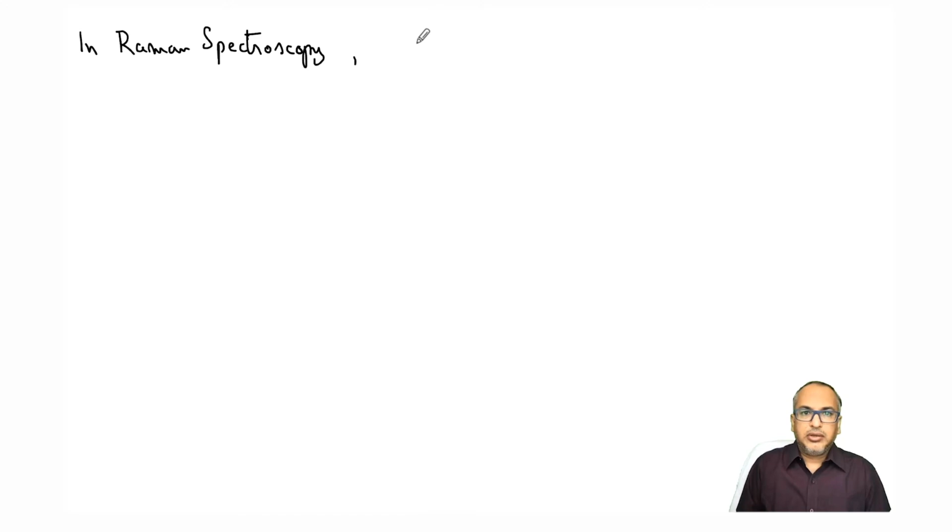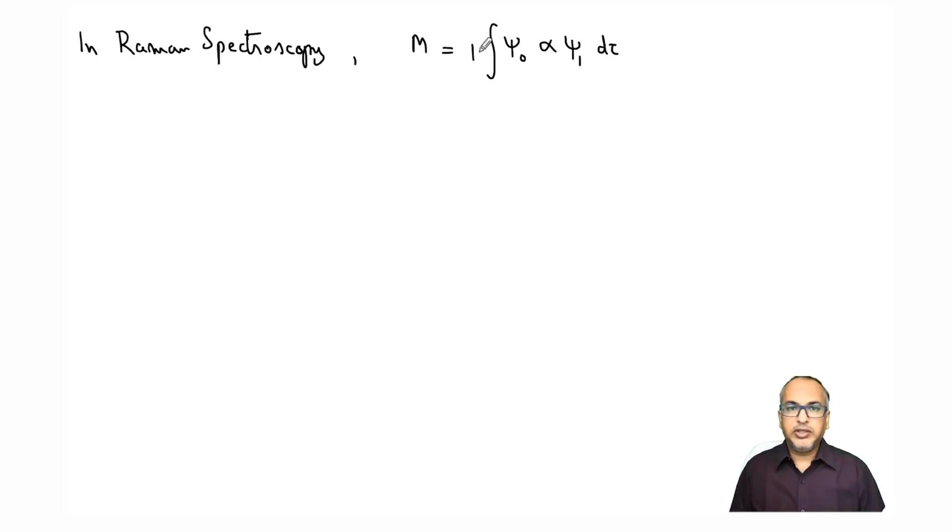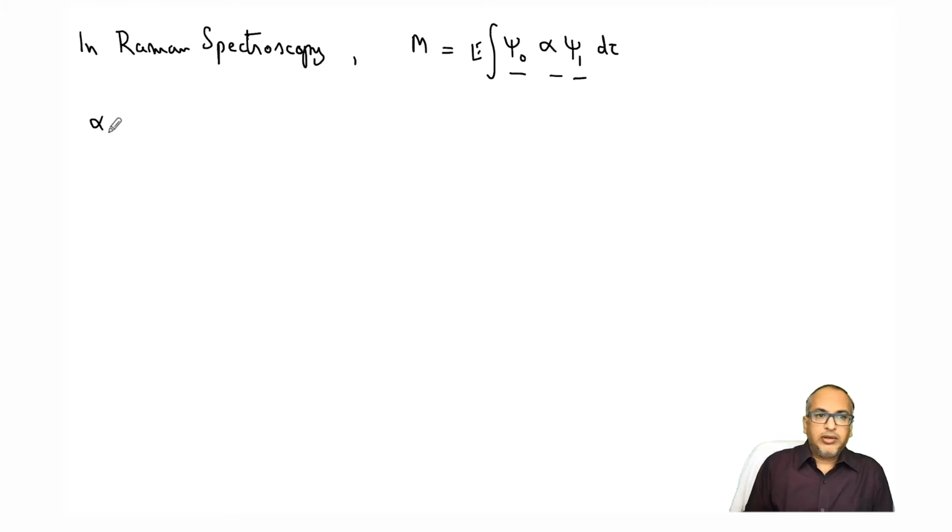the transition moment integral, that is m, changes to psi 0 alpha psi 1 d tau, right? So you can still write it as mu, and then mu can be written as alpha e, so you have e outside. So basically you are interested in the symmetry of psi 0, alpha and psi 1, right? So alpha, you can say alpha ij here. Alpha ij has 6 components.